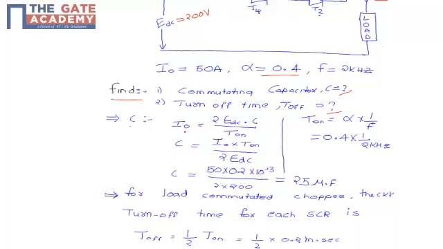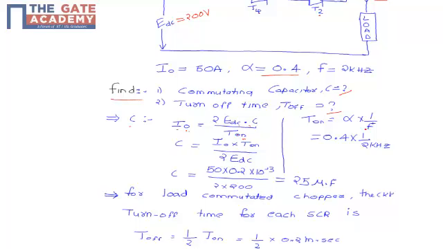In a constant load current, given constant load current I0, the capacitor voltage changes from minus E_DC to plus E_DC in time T on. The total change in the voltage is 2 E_DC. So the value of the constant load current is given as 2 E_DC into capacitor by T on. From this we want to find the capacitor. So C is equal to I0 into T on by 2 E_DC.